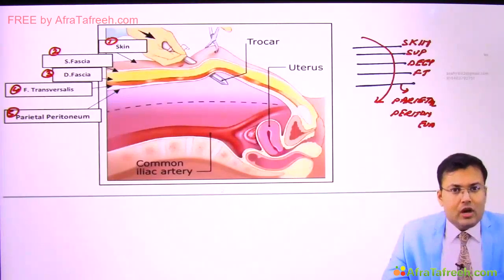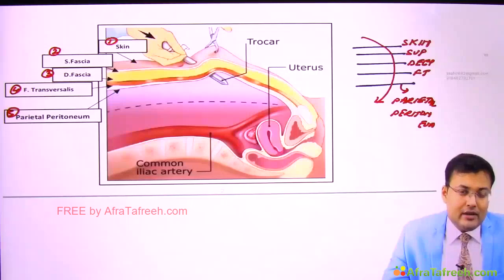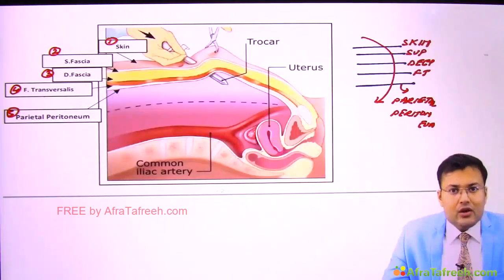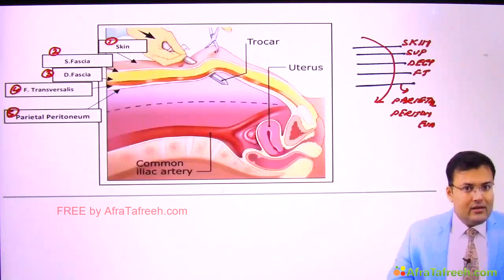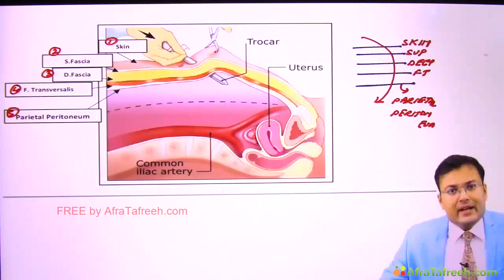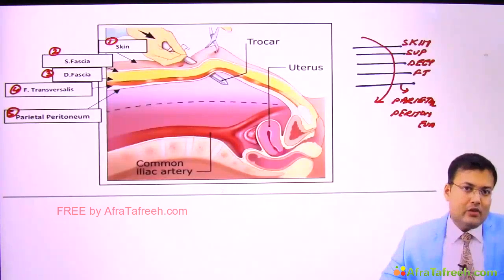First, the most commonly used gas for creation of pneumoperitoneum: carbon dioxide. What should be the flow of gas? 1 liter per minute, and the intra-abdominal pressure maintained during laparoscopy is 12 to 15 mmHg. So see the one-liner questions. First, what's the most commonly used gas for creation of pneumoperitoneum? It is CO2. What should be the flow of gas? It should be 1 liter per minute.